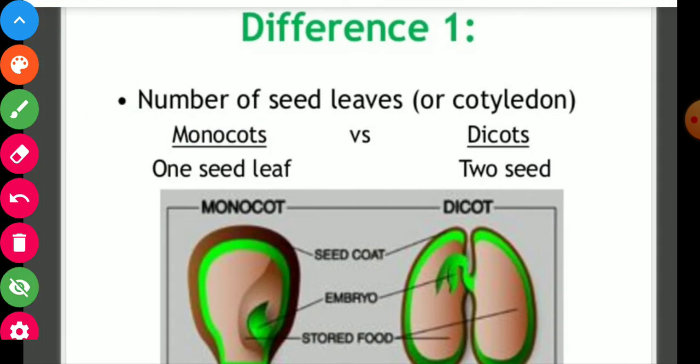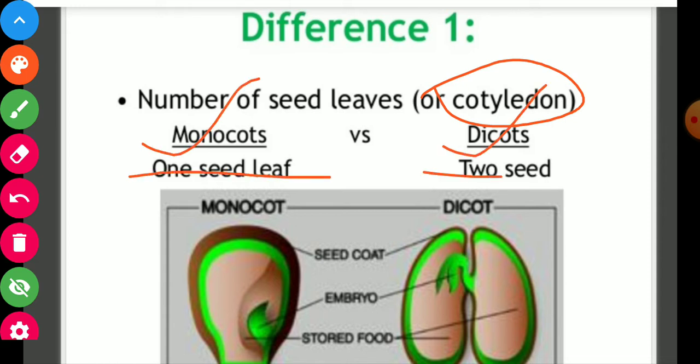Difference number 1, the number of seed leaves or cotyledons. Monocot has one seed leaf, dicot has two seed leaves. Here only one seed leaf is there, here 1 and 2. So this is dicot and this is monocot. By examining the seed, you can say whether the plant is monocot or dicot. If it has only one cotyledon, it is monocot. If it has two, then it is called a dicot plant.